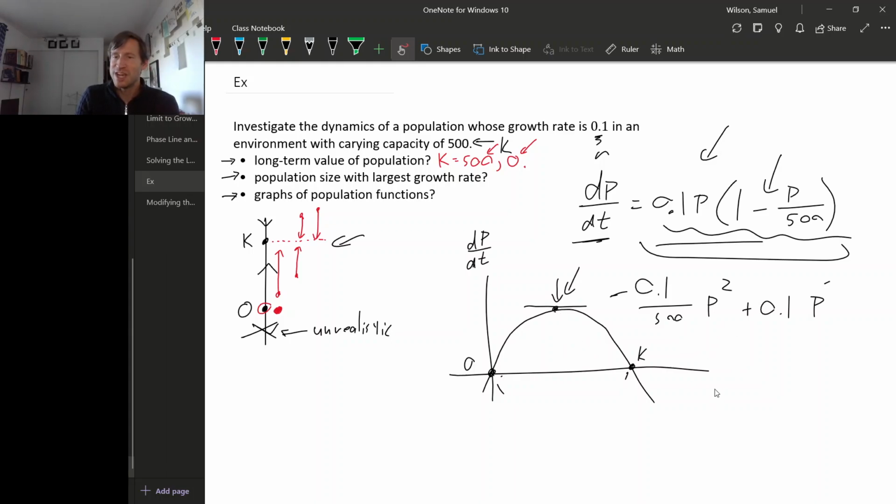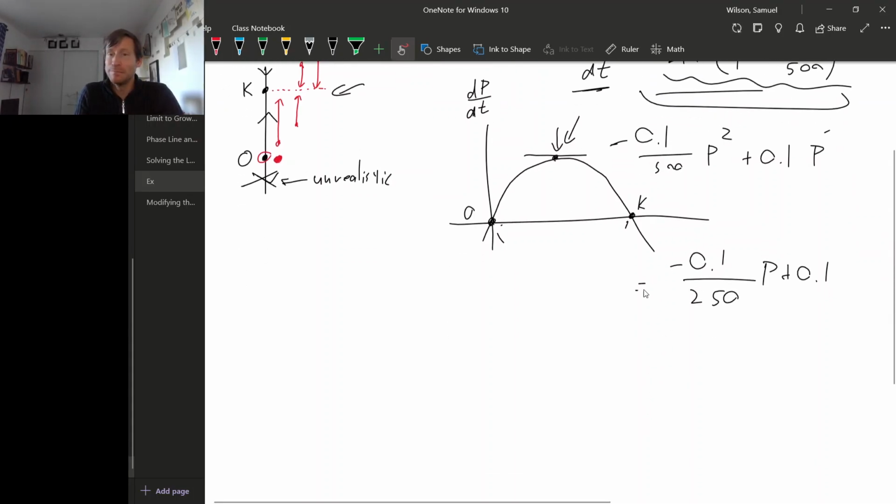So if we differentiate, we get minus 0.1 over 250, I guess, times P, plus 0.1. Now we're going to set this equal to 0. So now we can multiply both sides by 10 to get rid of the 0.1, I guess.